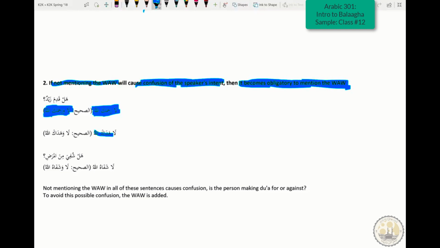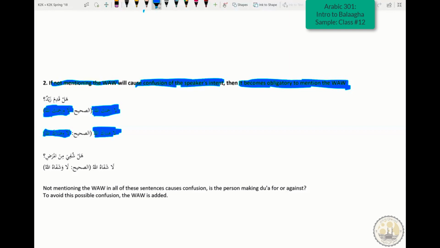Okay? So as a result, it becomes obligatory to write La wahadakallah, to avoid any type of confusion, being in the state of ghumud, right? Ambiguous. Likewise here, Hal shufiya min al-marad, was he cured from the sickness? And the person responds, La shafahullah. You can understand no, may Allah cure him, or you can understand may Allah not cure him.